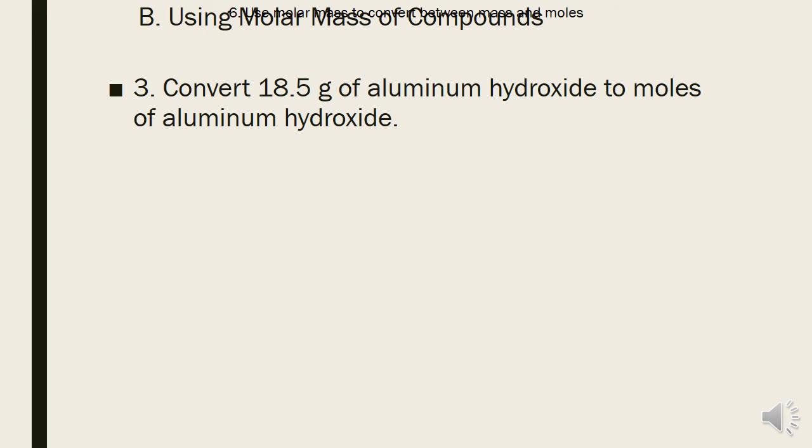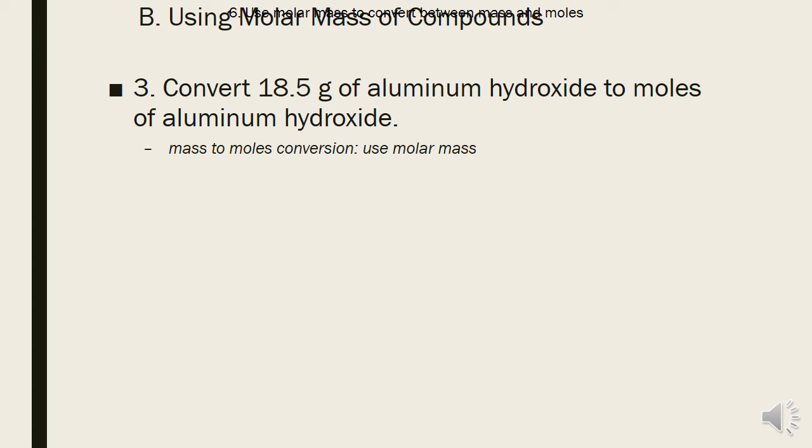Next question. Convert 18.5 grams of aluminum hydroxide to moles of aluminum hydroxide. Notice this question is the reverse of the previous two. We're still dealing with mass and moles in our conversion. Now this time it's the other way around. We're going from mass to moles instead of moles to mass. But we're still going to use the molar mass. We still need to calculate it.